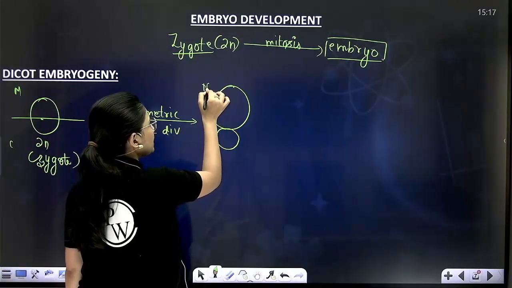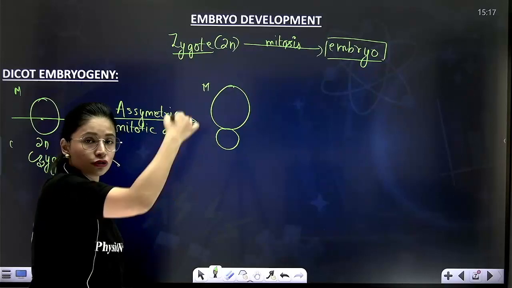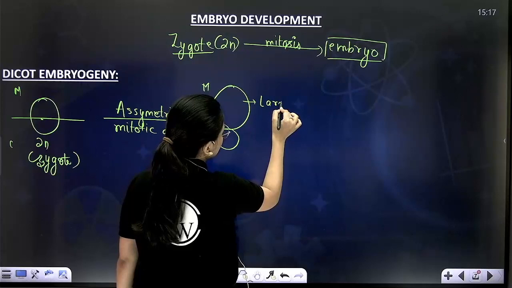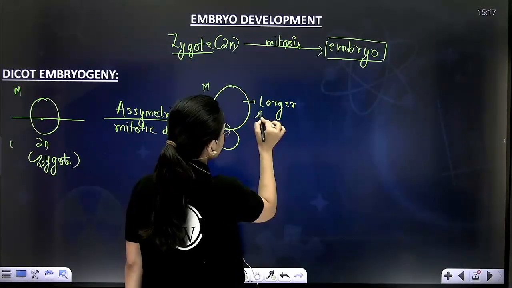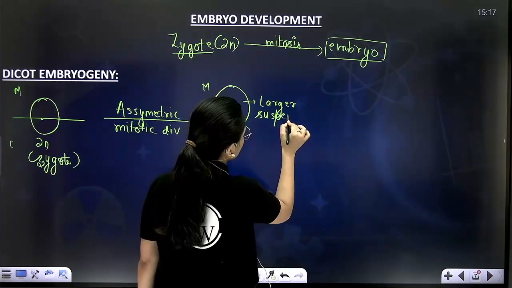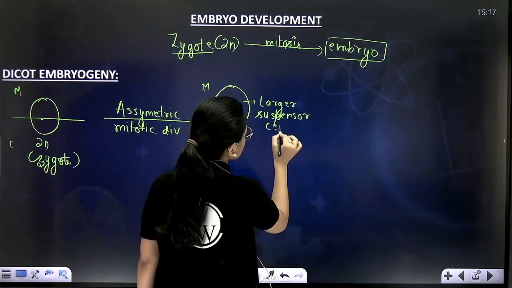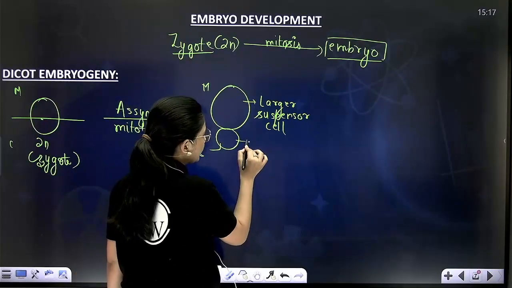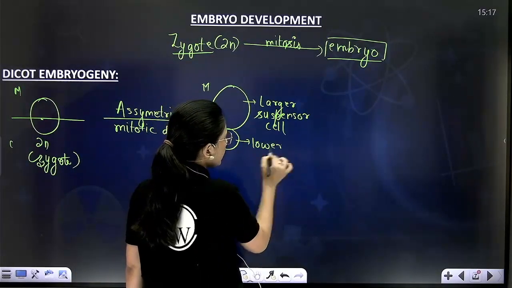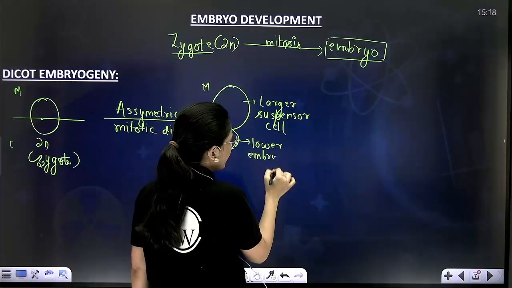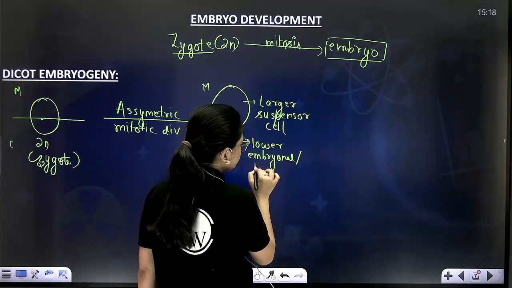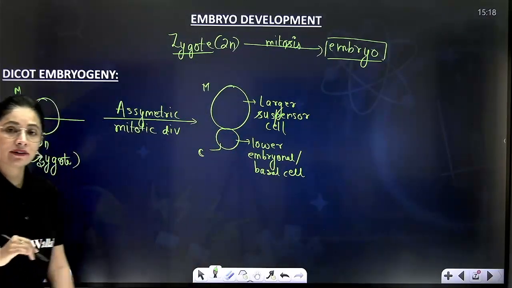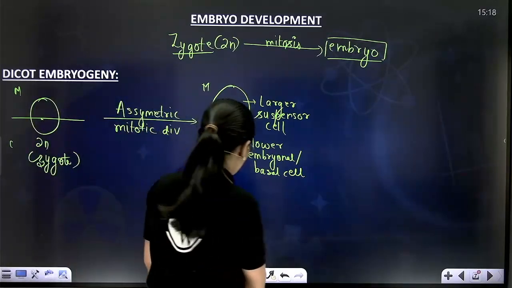The micropylar cell, which is above, that I have drawn towards the above side, is known as the suspensor cell. So the larger one towards the micropyle is the suspensor cell, and this towards the chalaza, this lower side, is the lower embryonal or basal cell. Understood everyone? Correct?